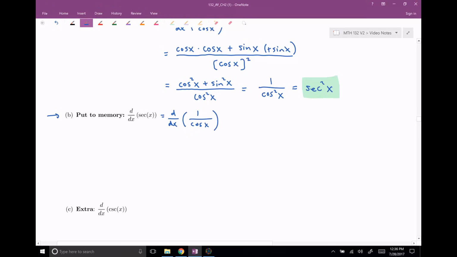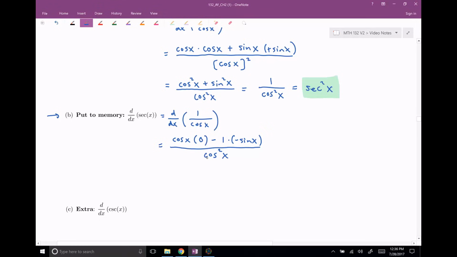All right, so again, we really see a quotient of two functions. So I'm going to go ahead and apply the quotient rule to this. Okay, we have low d high, so cosine times the derivative of the high function, the numerator function. Well, the derivative of 1 is 0. That's nice. Minus high d low, the derivative of cosine is negative sine, divided by low squared.